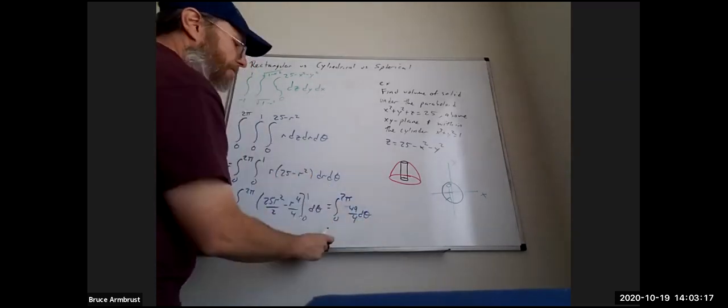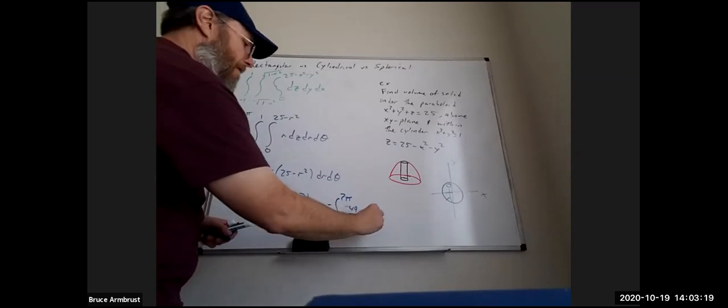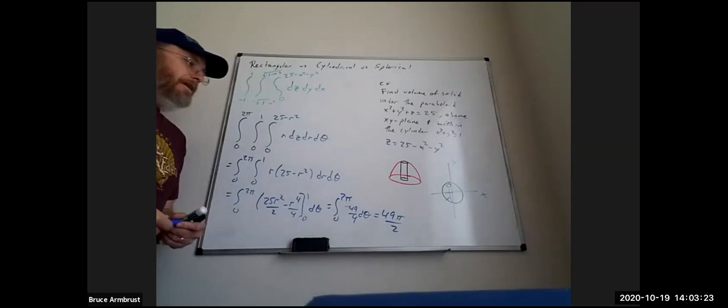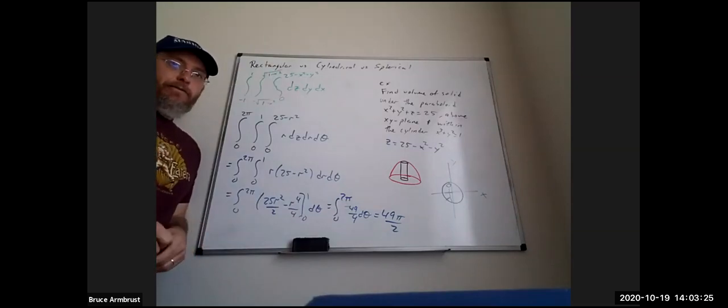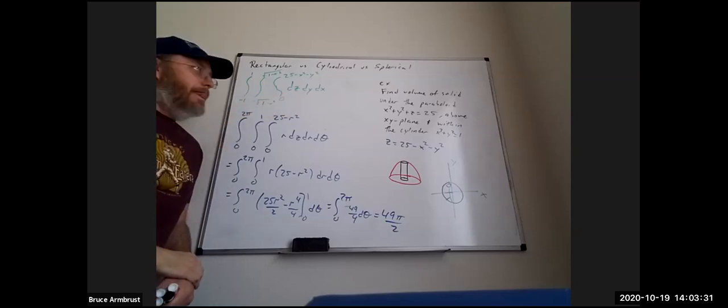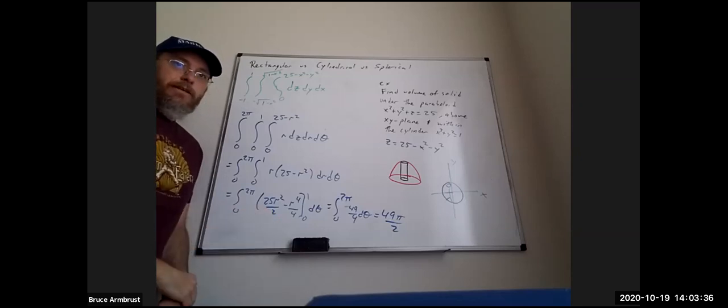And then when we integrate that, we just get a theta, which means I multiply by 2 pi. And so it's 49 pi over 2, which should be the same thing you get from this other one. But this is going to be way faster.